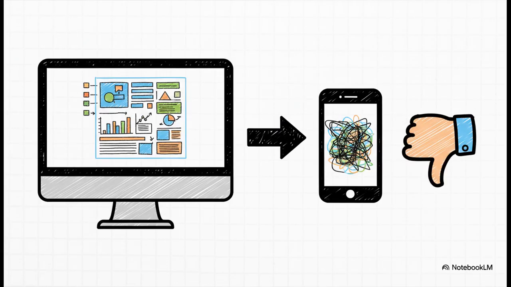Yikes. The second pitfall, and it's a big one, is forgetting about mobile. That beautiful complex infographic might look incredible on your big desktop monitor, but if it's completely unreadable on a phone screen, you've pretty much just wasted your time. Always check your visuals on a phone.